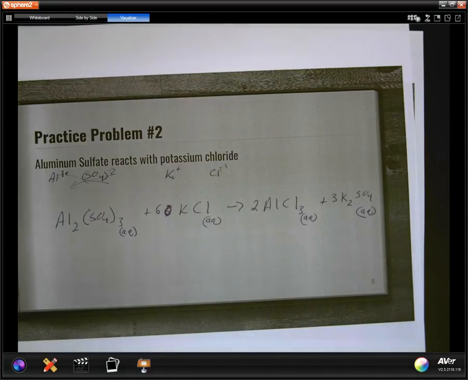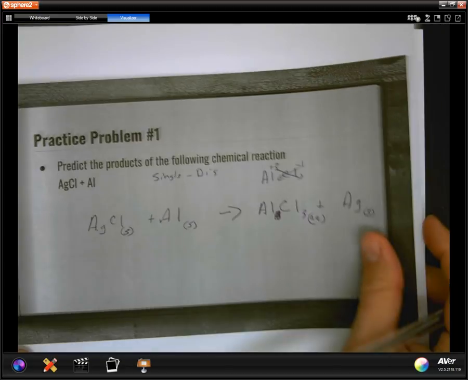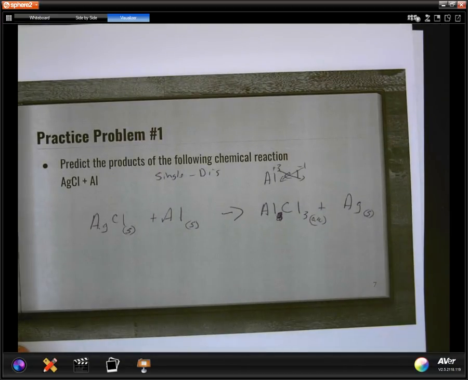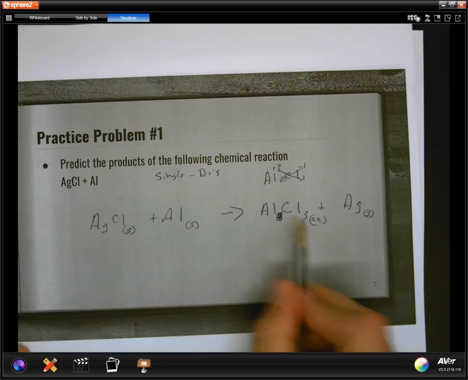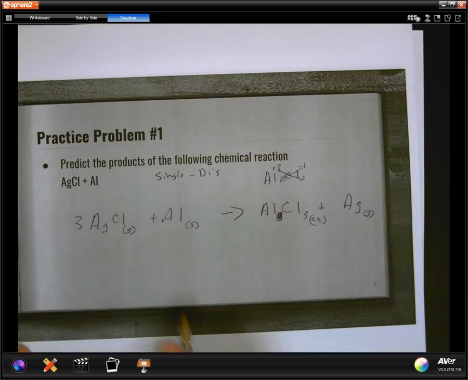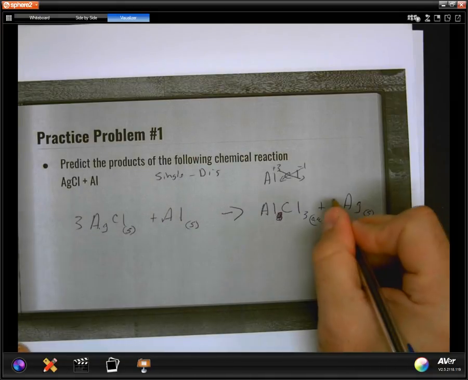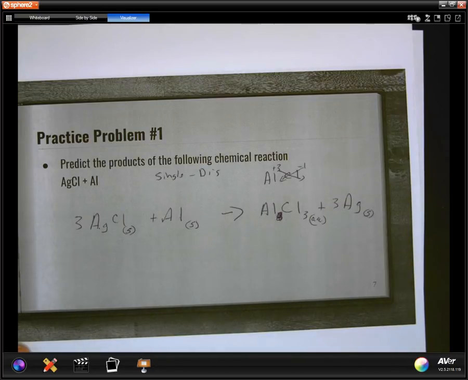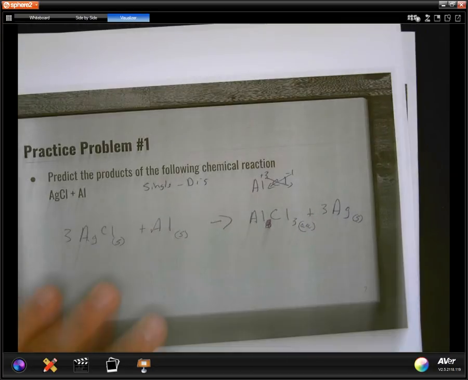I think I forgot to balance this problem. If you did not already, take a second to balance this out correctly. I'll show you how to do it. 3 chlorines, so I need a 3 here. 3 silvers, I need a 3 here. Sorry, I forgot that step on the previous practice problem.